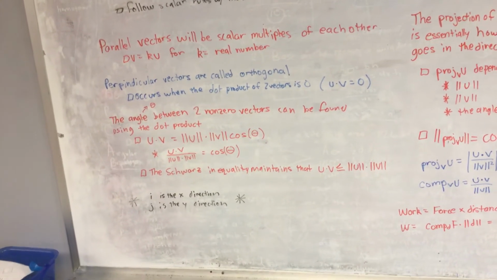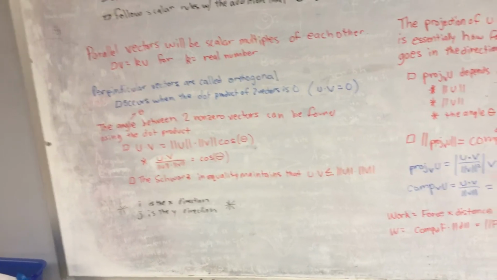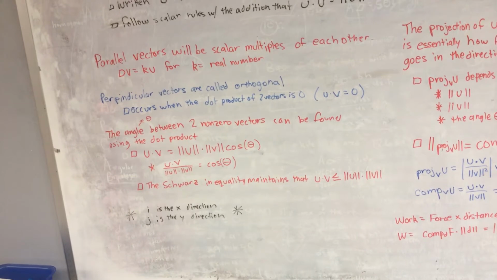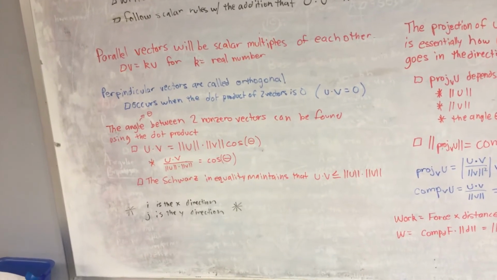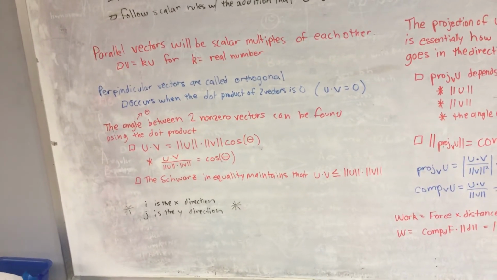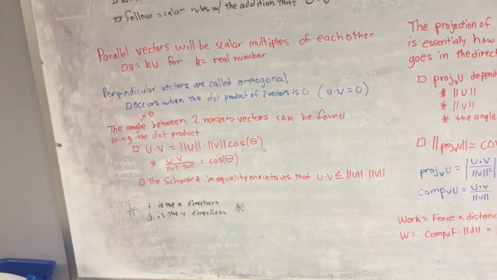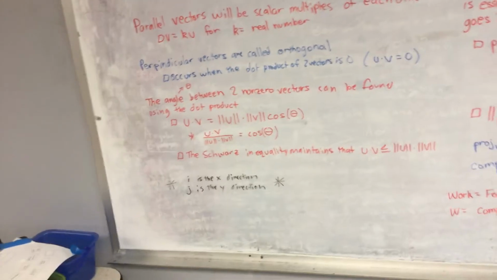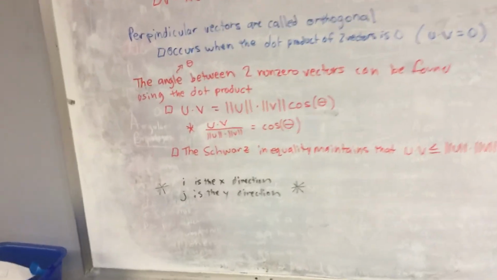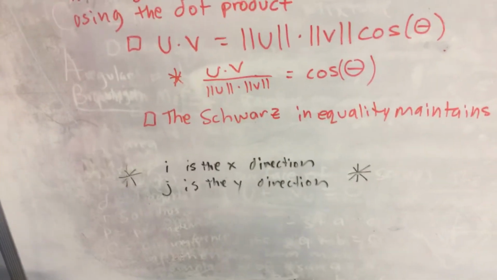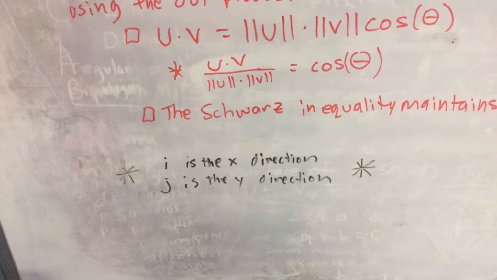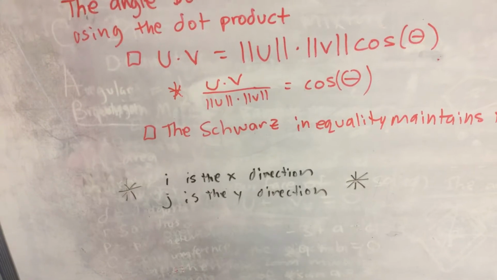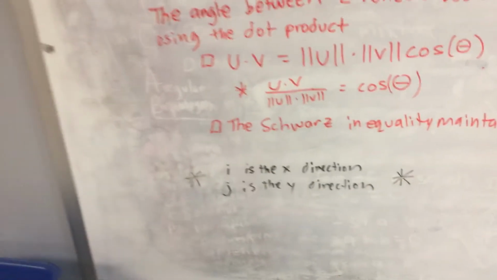Whenever you're doing this, please be careful because the Schwarz inequality maintains that u dot v is less than or equal to the magnitude of u times the magnitude of v. So if you're working on these problems and your denominator is smaller than your numerator, you did something wrong. You'll need to go back and check yourself, okay? Furthermore, I just wanted to emphasize in case you hadn't picked up on it, i is the x direction and j is the y direction. That's how these unit vectors relate to the normal Cartesian coordinates.